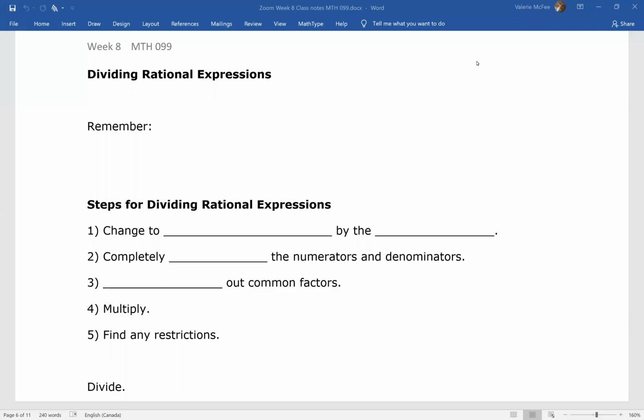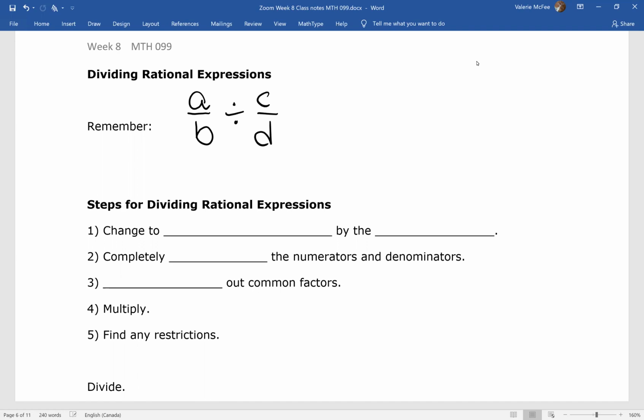Welcome back to week 8, Math 99. We were talking about working with polynomials, and we did some simplifying in the last lecture as well as multiplying. Today we want to start with dividing. Now when we're dividing, let's remember what we talked about with fractions.